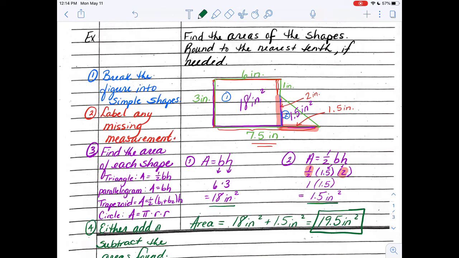So we've been doing area. Composite figures just mean, again, that odd looking shape where we can break it into simple shapes for us, and then finding those areas and adding them together.